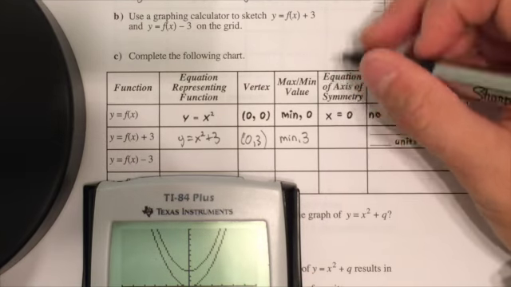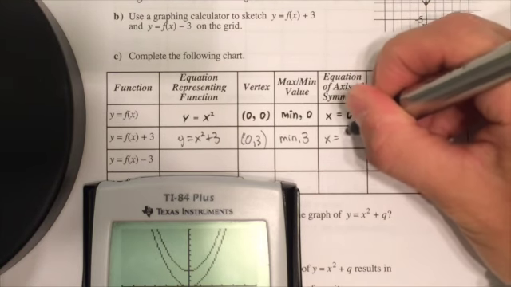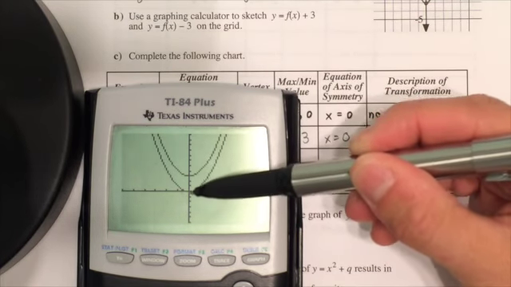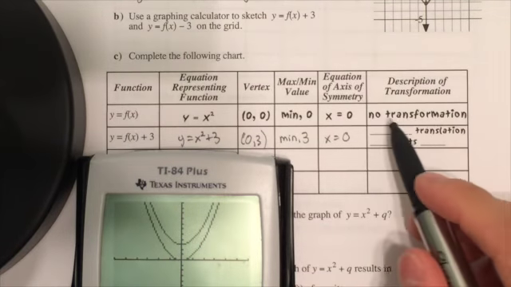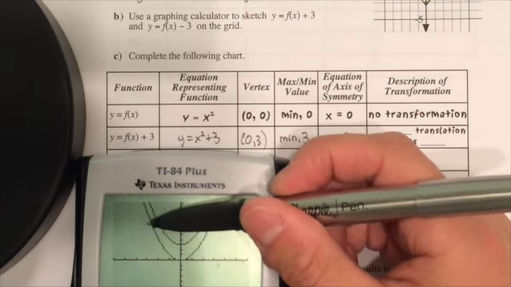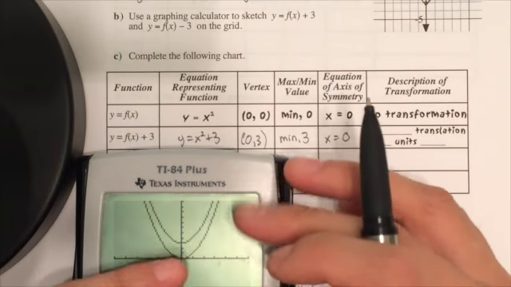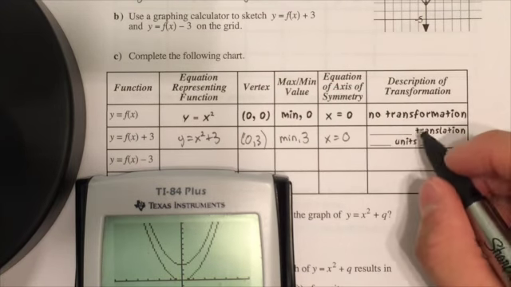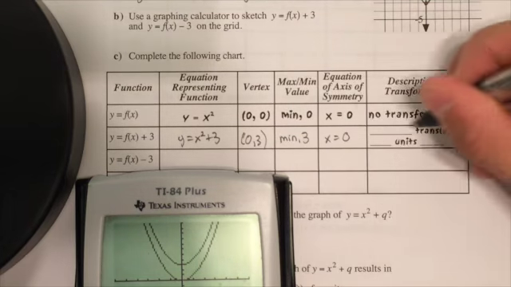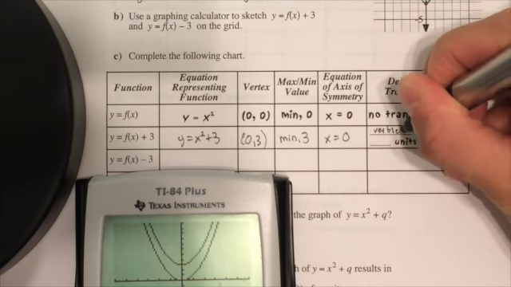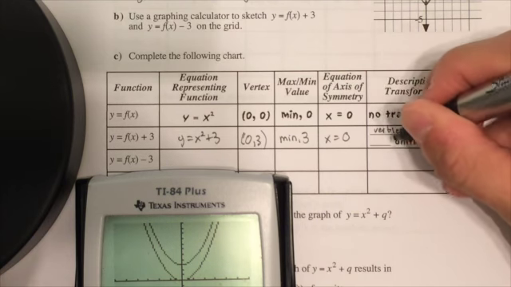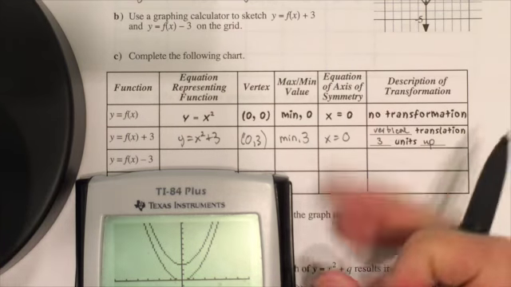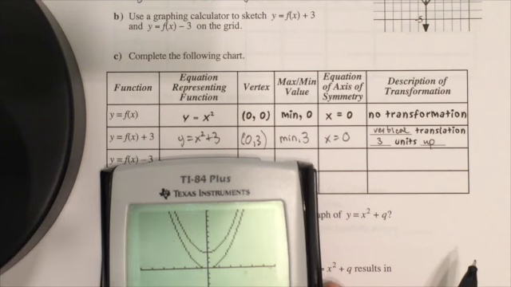Our axis of symmetry is going to stay the same. That's going to be x is equal to 0. And we know that too because if we were to cut this in half, the x value would be at 0 still. Now with this first equation, y equals x squared, there was no transformation because the graph just stayed the same. But in this new equation, x squared plus 3, we can see that there was a transformation. There was a vertical translation, which means it moved up. It moved up 3 units. So 3 units up. And that's all you have to put for your new function of x squared plus 3.